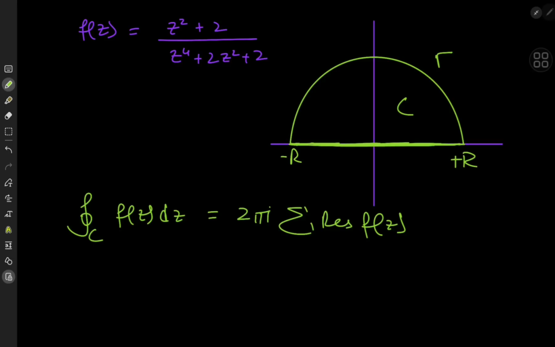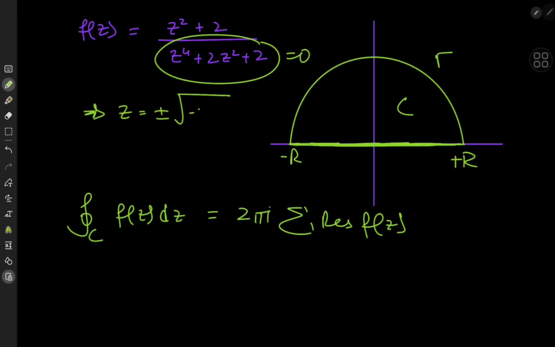Now, where exactly are these residues located? Well, if we let the denominator of our function equal 0, then we see that we have 4 simple poles. Those are z equal to plus and minus root of (negative 1 plus i), as well as plus and minus root of (negative 1 minus i). And of these 4 simple poles, only 2 are enclosed by our contour.